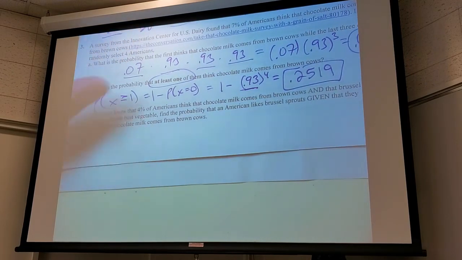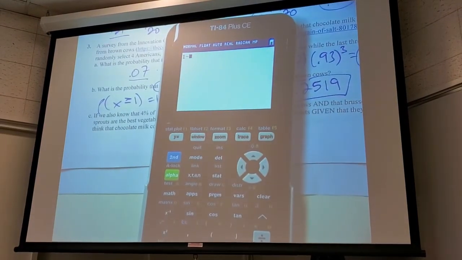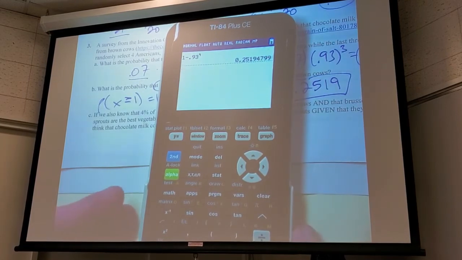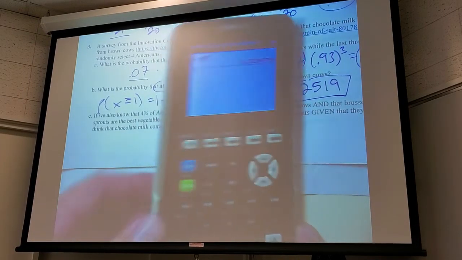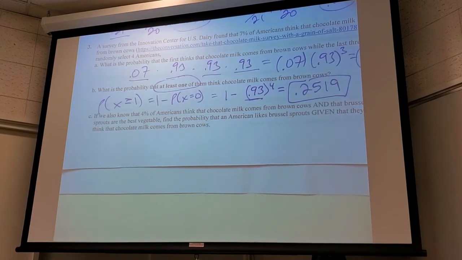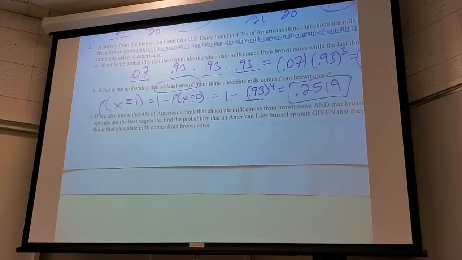Are you guys okay out there? Yeah. So, if you want to see it in your calculator, you could just do this. 1 minus 0.93 to the 4th, 0.2519. And this works for any time that it says at least one? Yes, as long as I'm having whole number possible outcomes, right? You can only have a whole number of people, thankfully. So that means that it's 0 and up. So the opposite of at least 1 will always be none.